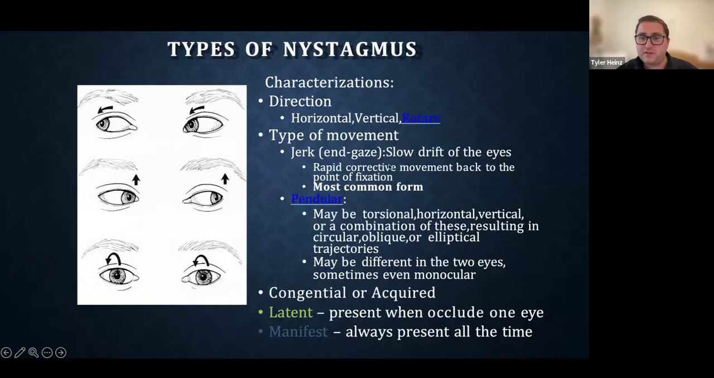There's a pendular nystagmus that could be torsional, horizontal, vertical, or a combination, kind of going all around. This could be congenital, it could be acquired. Remember, they could be born like this, it could be from an injury, it could be from drugs or alcohol. The latent nystagmus happens only when you occlude one eye, or manifest is when it's present all of the time. So mine, for example, is more so a manifest. It doesn't happen until I look all the way at the end point of my gaze. So mine's more of the jerk end gaze form.